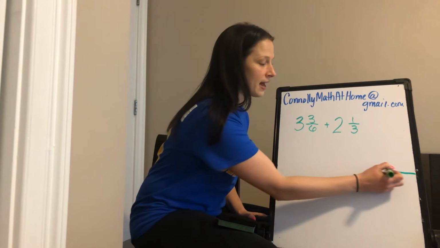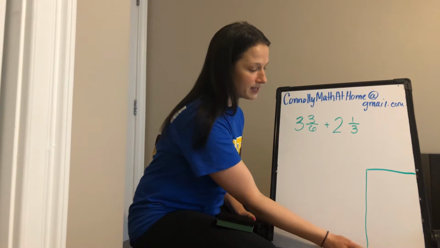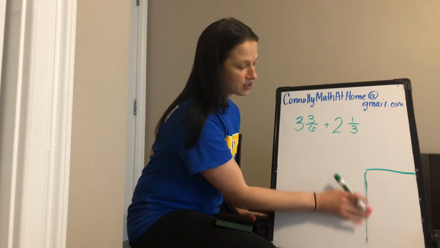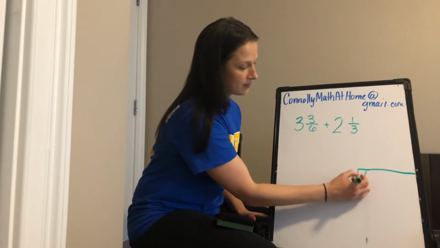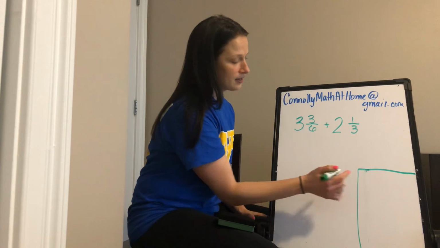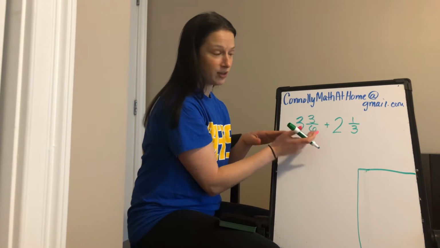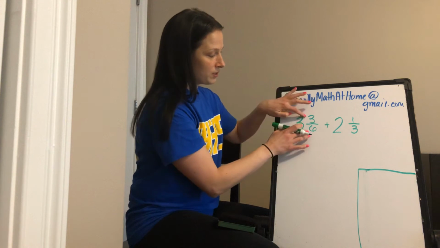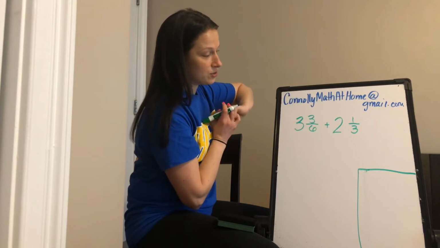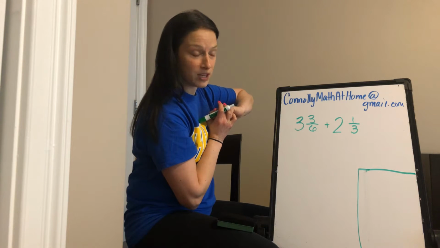If you are in my class, I have made it a requirement that you make an equivalent fraction box on the side of your work, so that we can keep track of the equivalent fraction stuff happening over here and then the mixed number stuff happening over here. So 3/6 and 1/3 do not have the same denominator, so I need to make a change.